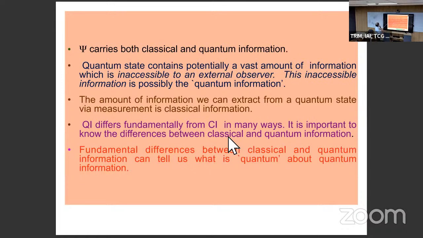The amount of information that you can extract from a quantum state by measurement is essentially the classical information. Quantum information differs from classical information fundamentally in many ways, and it is important to know the differences between classical and quantum information. By studying these fundamental differences, that will tell us what is really quantum about quantum information. So that is the bigger goal.